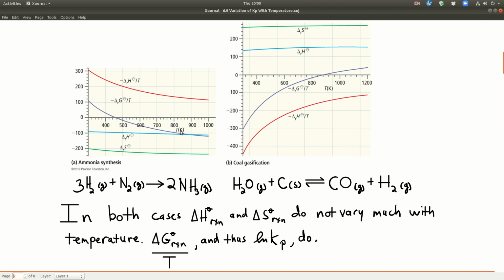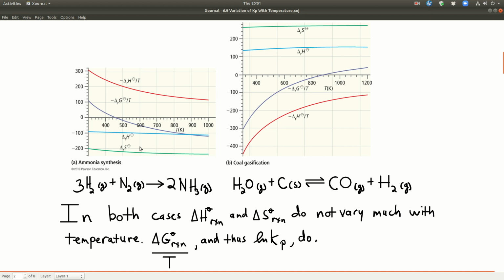This is from your textbook. This is shown for two important reactions: the synthesis of ammonia, hydrogen and nitrogen combining to make ammonia gas, and coal gasification, reacting steam with coal, solid carbon, to make carbon monoxide and hydrogen gas. Both important reactions. And we see here they're plotting delta S versus T, delta H versus T, delta G over T versus T, and delta H over T versus T. So we can see here, this is the green line and the blue line, that delta H and delta S don't change much with temperature. That's good. So our assumptions were good.